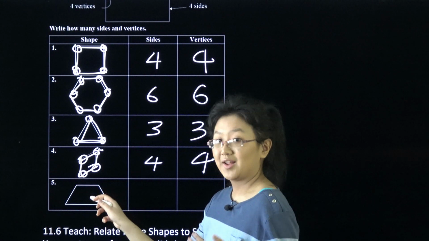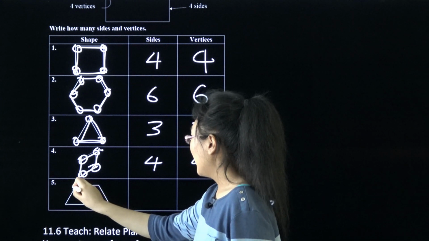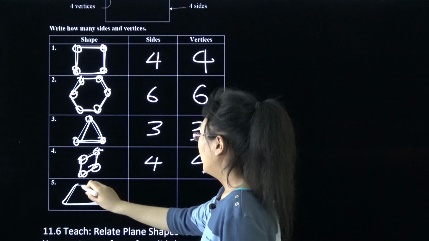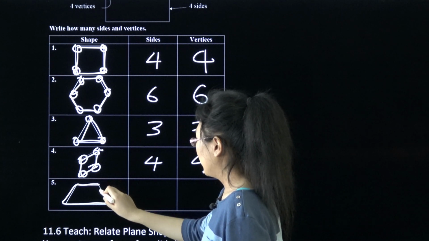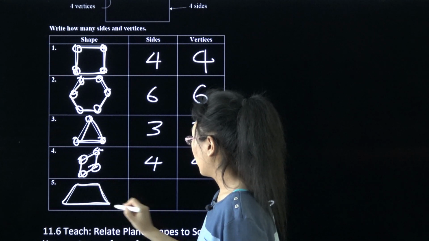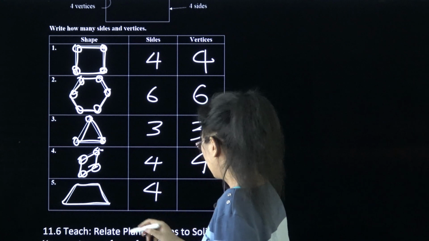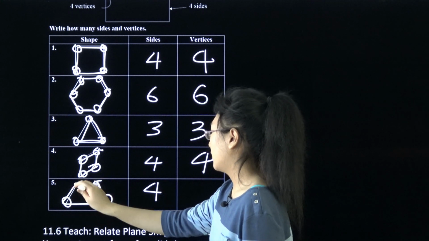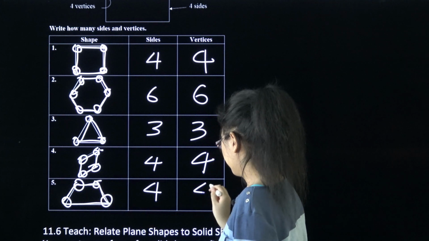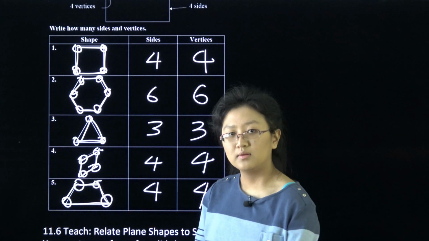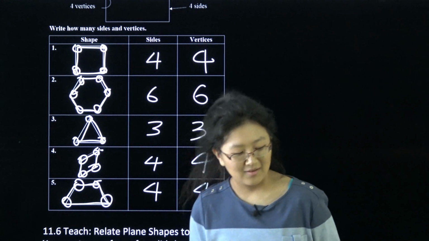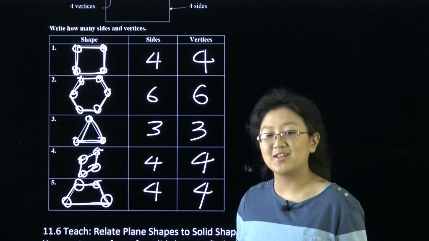Now, this is that weird shape that we learned was called a trapezoid. So 1, 2, 3, 4. 4 sides. There are 4 sides in a trapezoid, and 1, 2, 3, 4. 4 vertices. Yay, we're done that section. That was quick, wasn't it? You guys still have enough energy to continue?